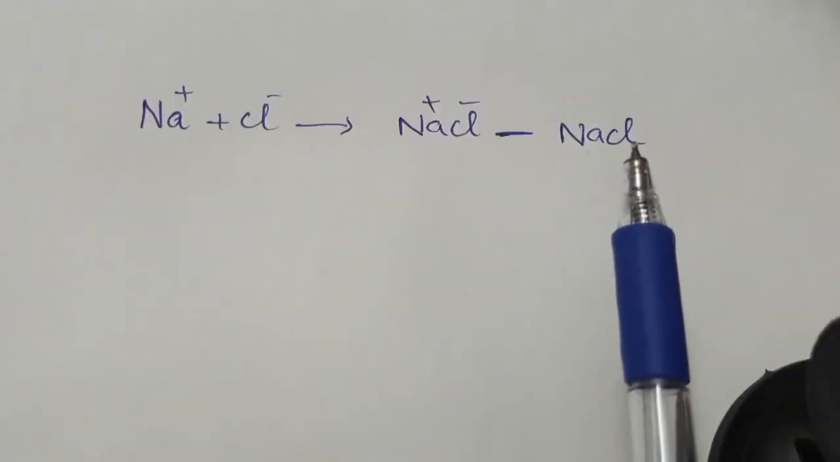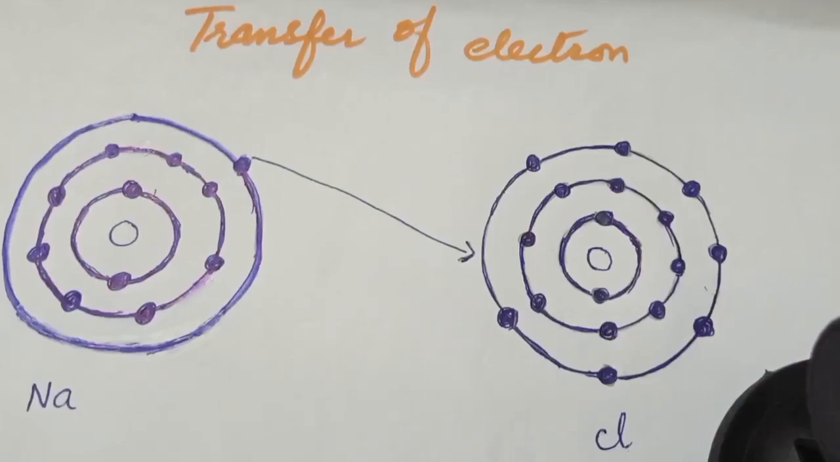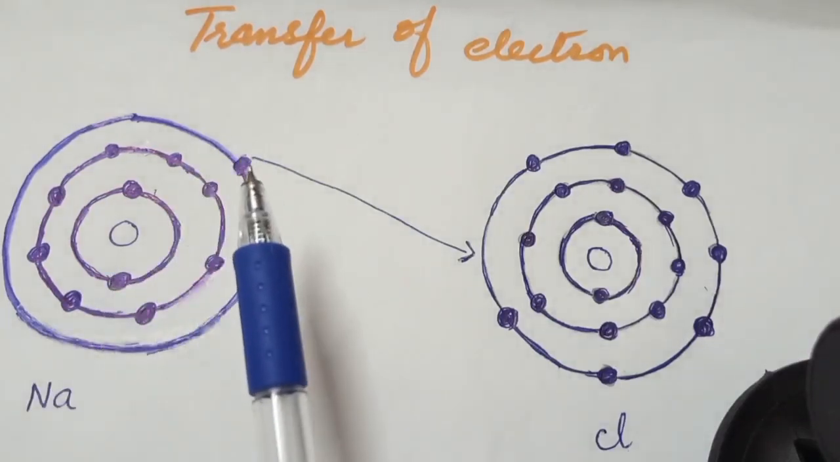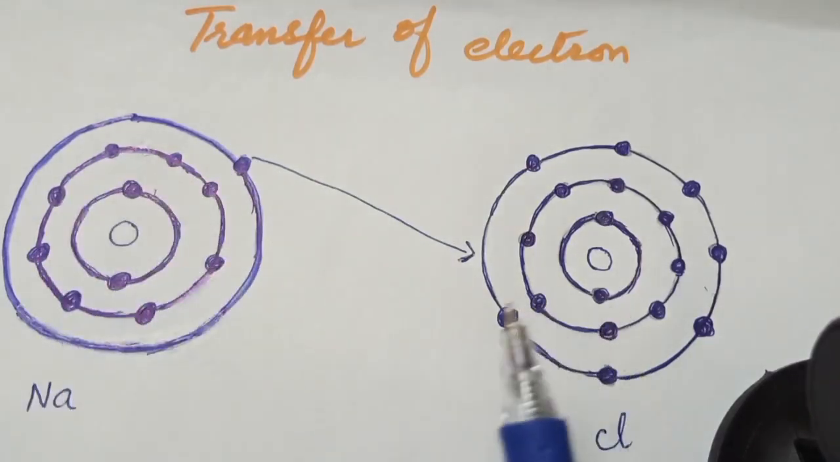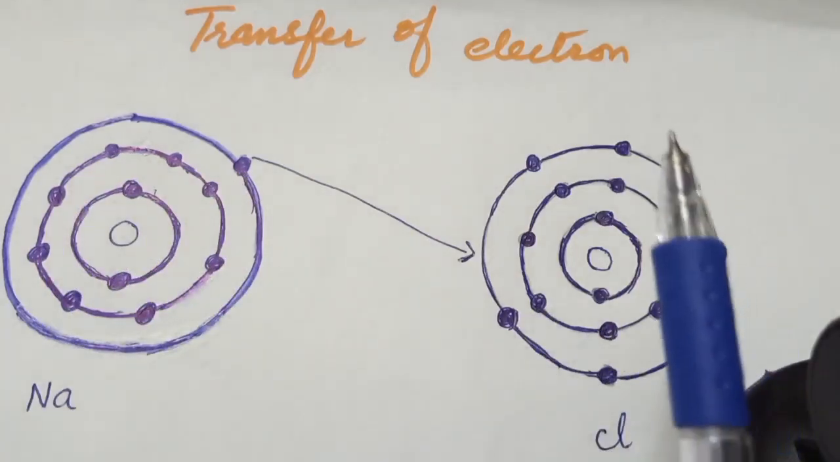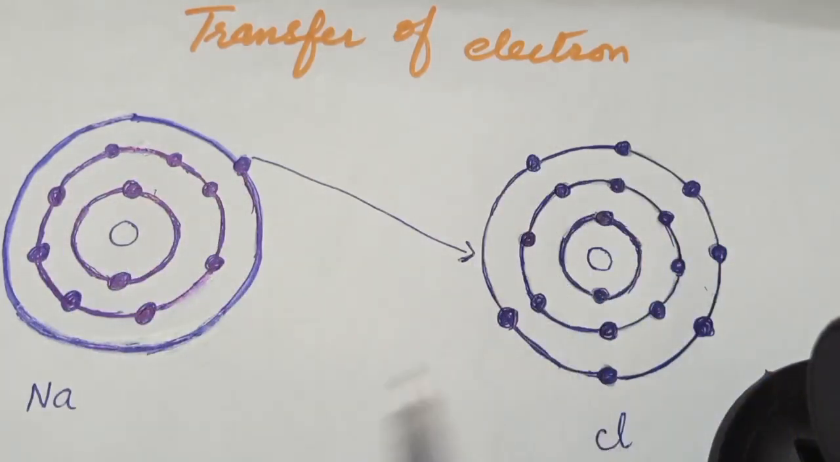Sodium and chlorine are held together in the sodium chloride salt. Further, you can also understand the transfer of electron from sodium to chlorine atom from this diagram. This electron is the valence electron which is present in the outermost shell of sodium atom, and these 7 electrons are present in the chlorine atom in the valence shell.